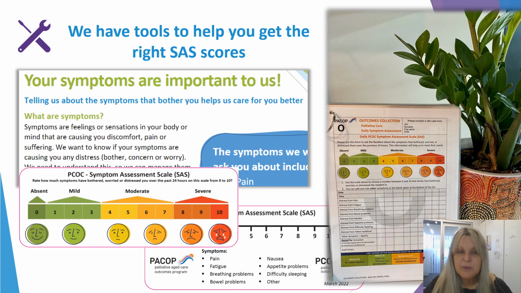You'll see on the screen we have the SAS ruler. We have the form where you record the SAS scores, and we also have an information sheet entitled Your Symptoms Are Important to Us, and that is a sheet we can give to the residents that they can read so that they understand why we're asking about these symptoms every day.